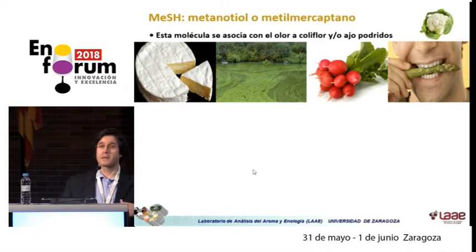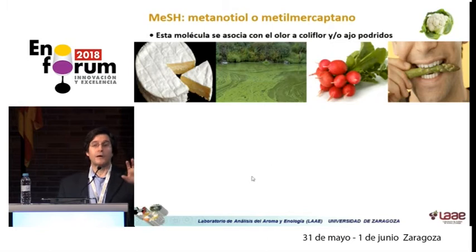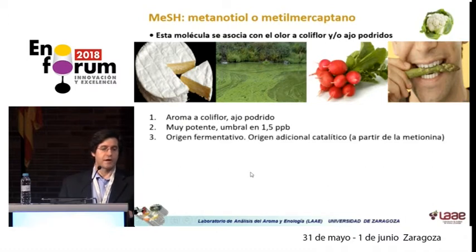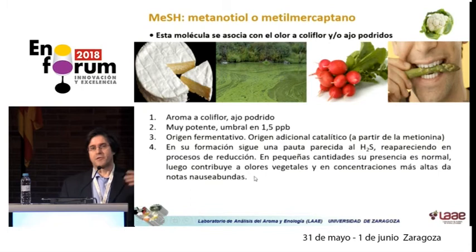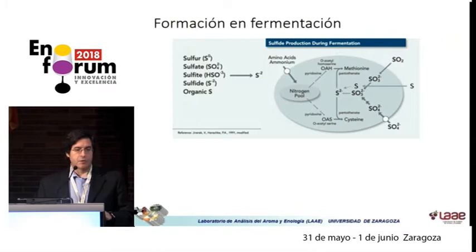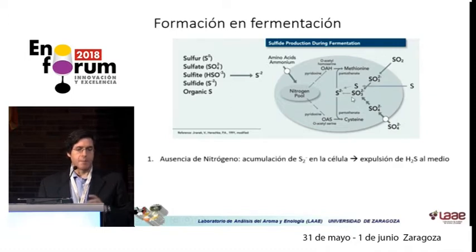Methanethiol or methyl mercaptan is a molecule associated with the smell of cauliflower or rotten garlic. It is a very powerful odor, and it is in the threshold of 1.5 ppb. The origin is fermentative, and it can be originated by catalytic reactions from methionine. Something similar happens to what happens with H2S, the dihydrosulfide, and this can happen already in aging, not only in fermentation. But these compounds are a normal part of the yeast metabolism and fermentation.